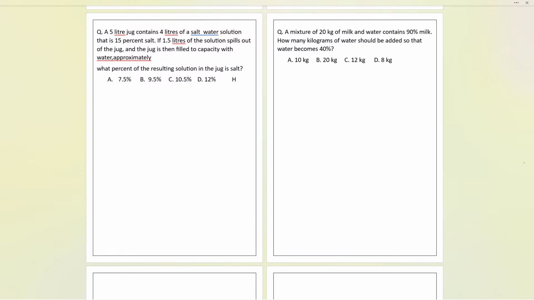Now let me tell you, there is a 5 liter jug. Suppose we are in our college days and planning a party, and we bring some things. Now suppose we have something over here, not definitely the salt water. The 5 liter jug contains 4 liters of salt water solution that is 15% salt. So they are discussing the salt that we have.